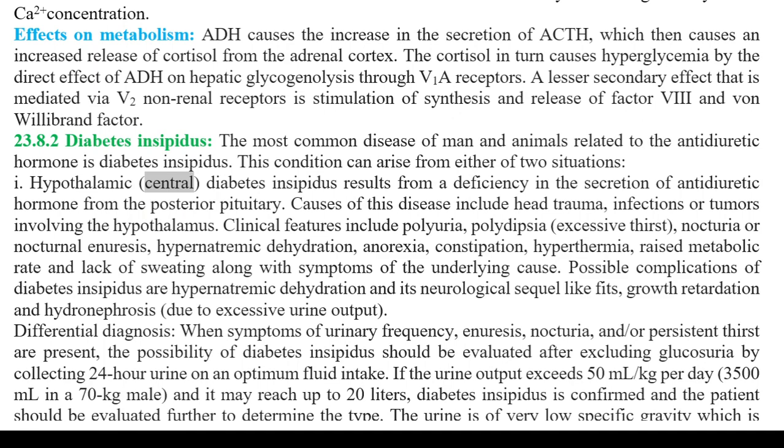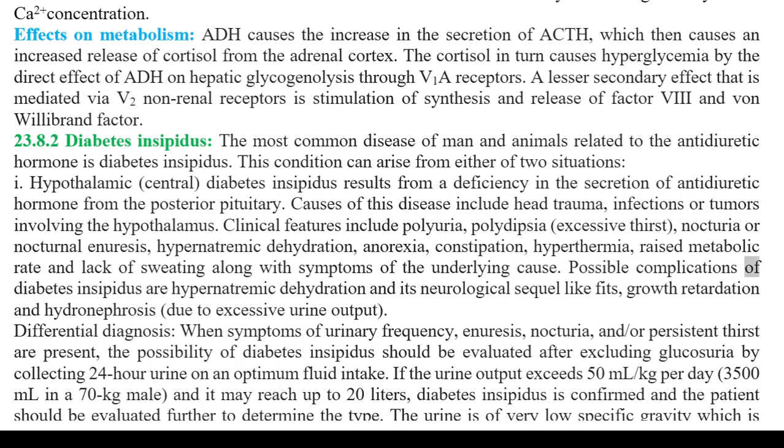Hypothalamic, central, diabetes insipidus results from a deficiency in the secretion of antidiuretic hormone from the posterior pituitary. Causes of this disease include head trauma, infections, or tumors involving the hypothalamus. Clinical features include polyuria, polydipsia, excessive thirst, nocturia or nocturnal enuresis, hypernatremic dehydration, anorexia, constipation, hyperthermia, raised metabolic rate and lack of sweating along with symptoms of the underlying cause.